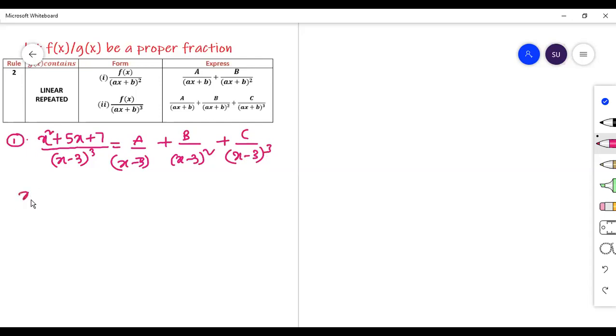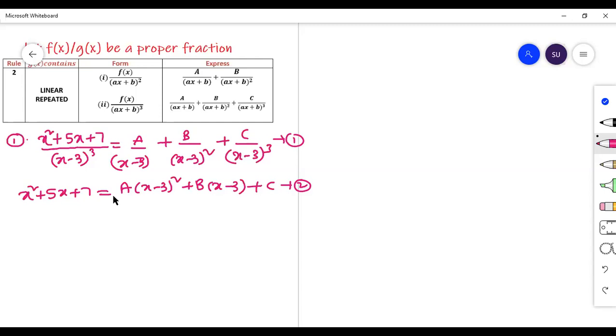Let us take LCM. x square plus 5x plus 7 is equal to, x minus 3 whole cube will be the LCM, so A into x minus 3 whole square plus B into x minus 3 plus C. Denominators will be cancelled. Let us take this as equation number 1, and this is equation number 2. Now these two expressions are equal, which means on both sides we can equate the coefficients.